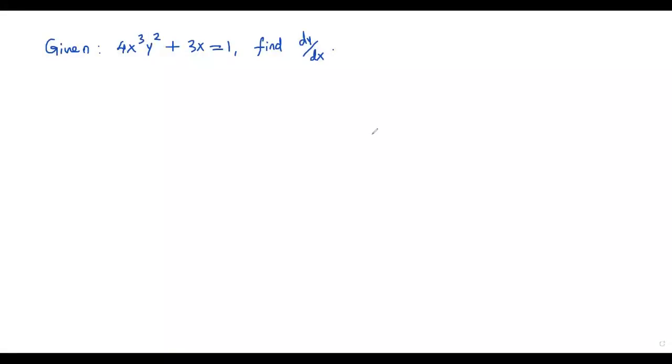Here we have a problem on derivative. There is a function given over here, and we have to find dy over dx. That is, we have to differentiate y with respect to x. Actually, it is an implicit function.